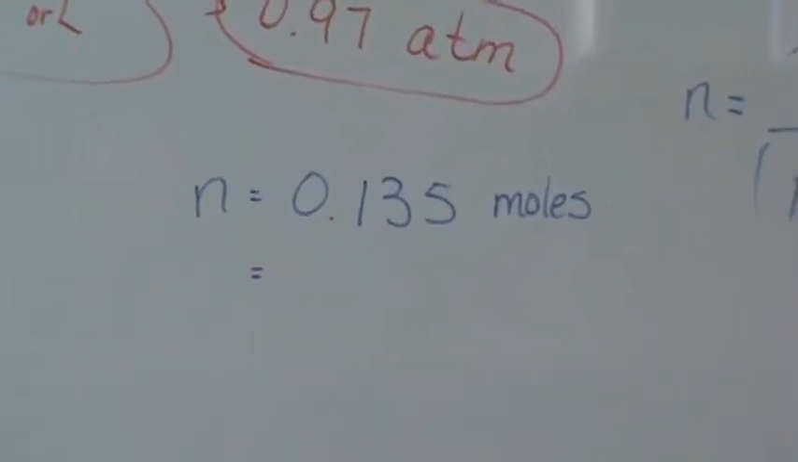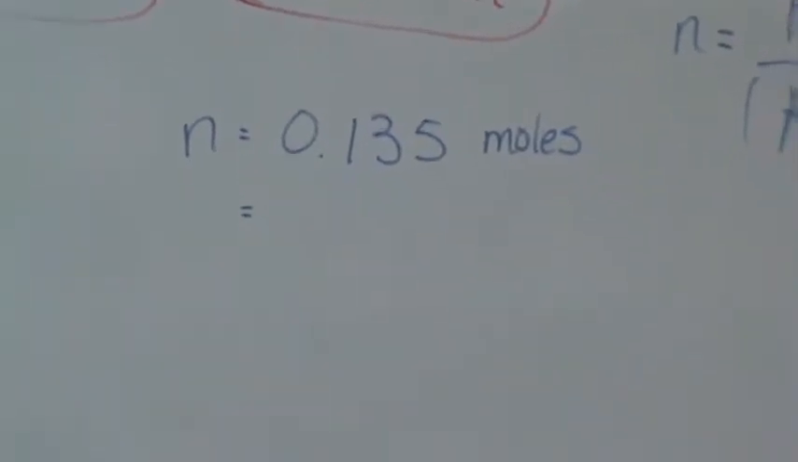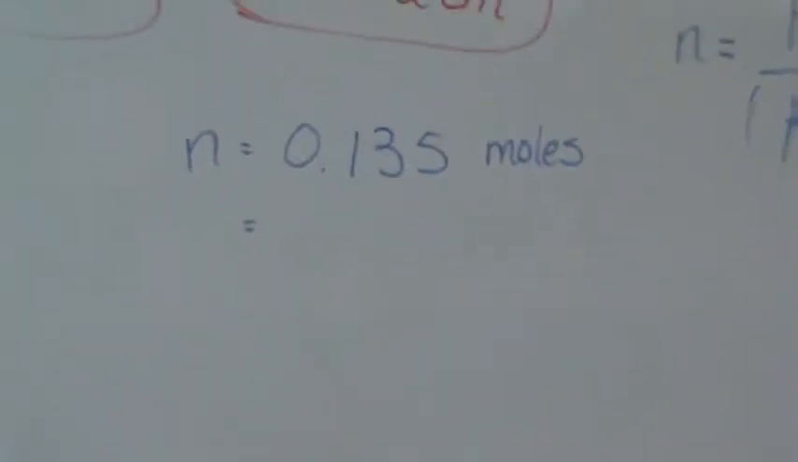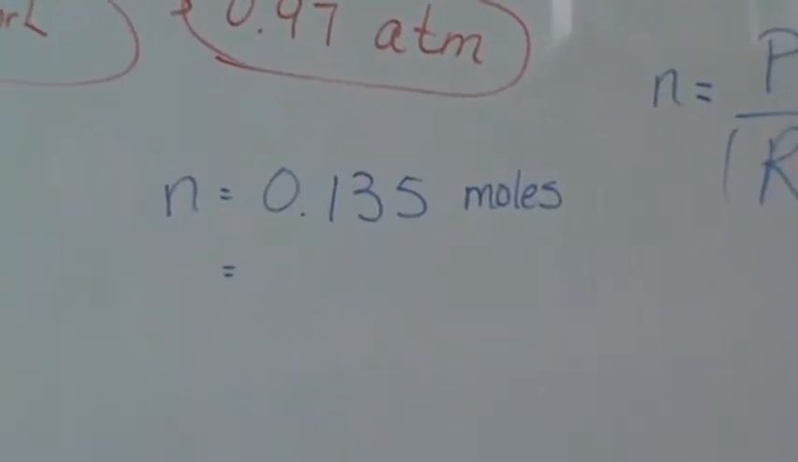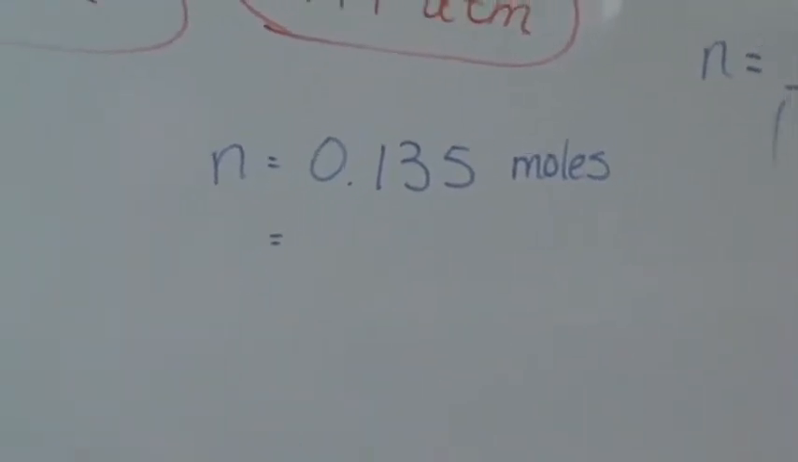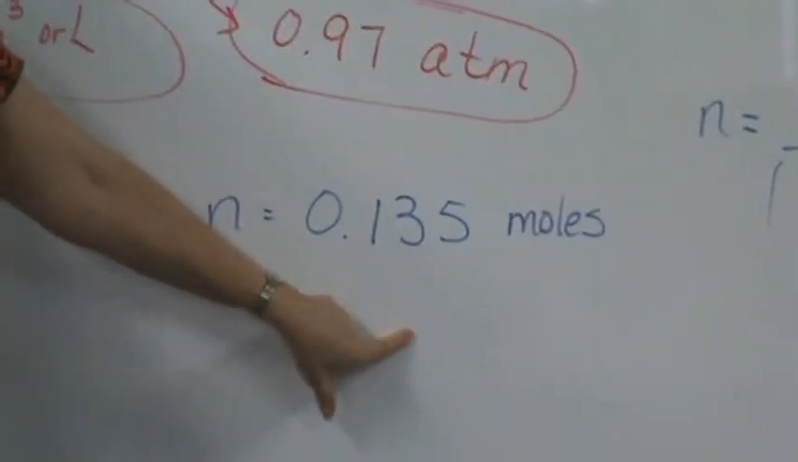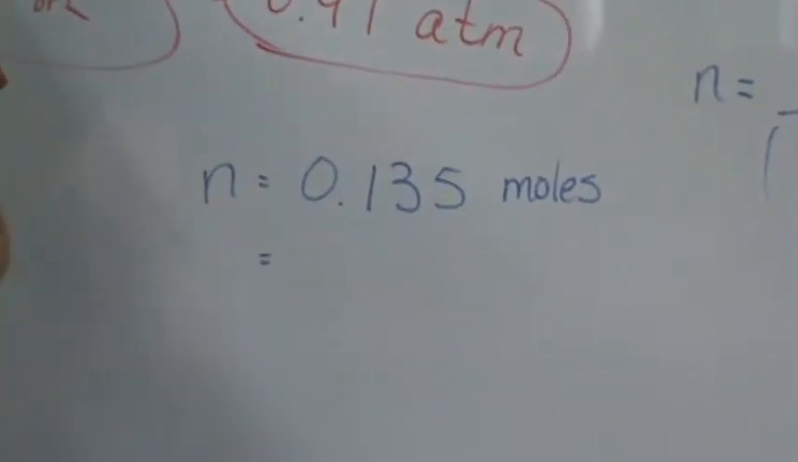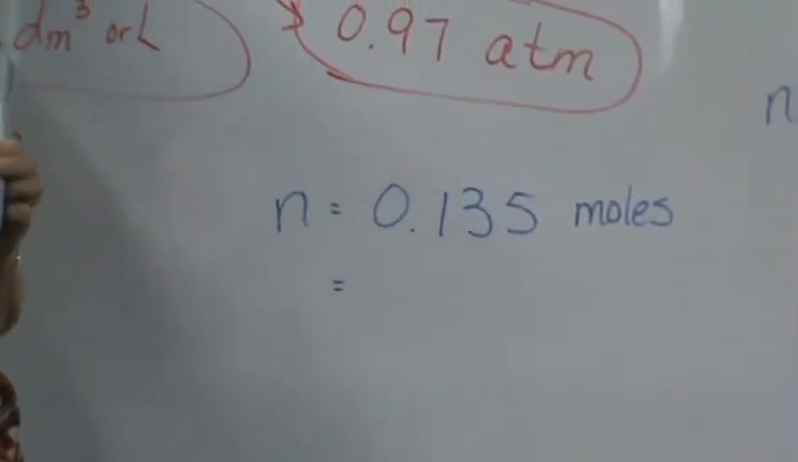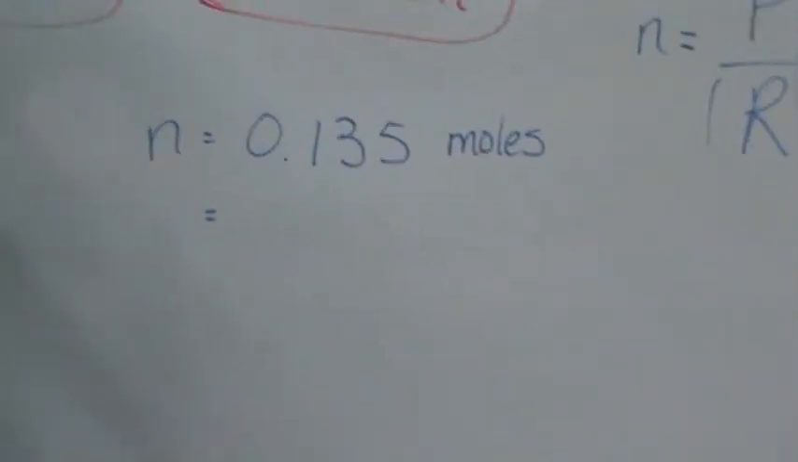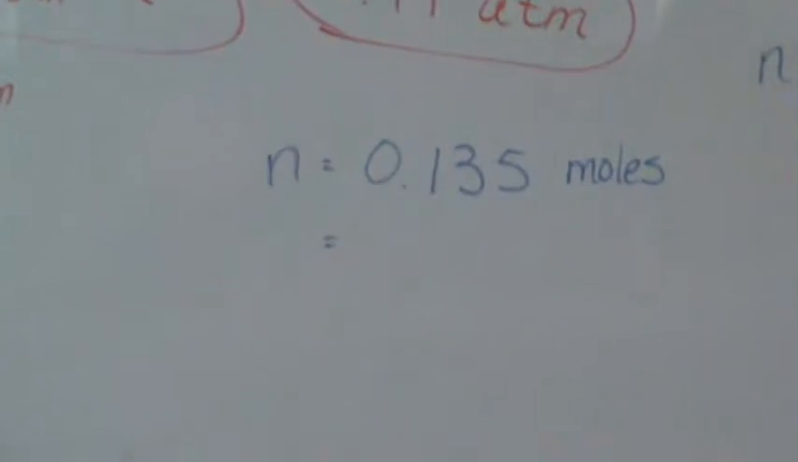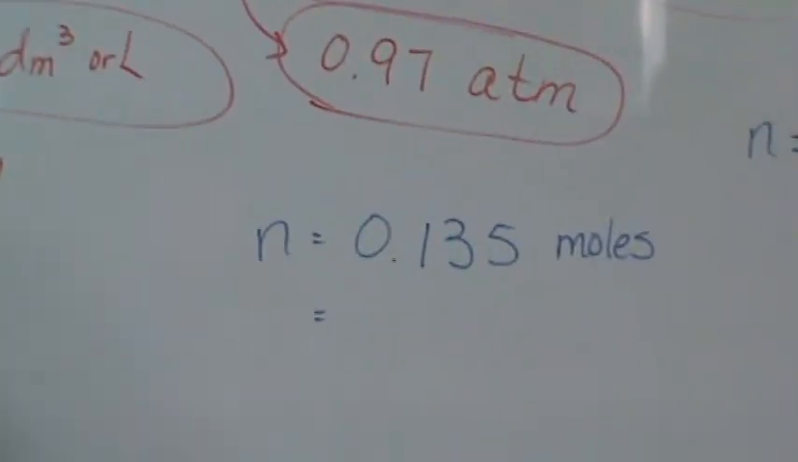I'm sorry, 0.14. Sorry, I messed up. We got 0.13, but we did it right. He was right. So everybody should be getting a number very close to this if you did the math correctly. Yeah, we got about 1.3. Success? Okay, good, all right.